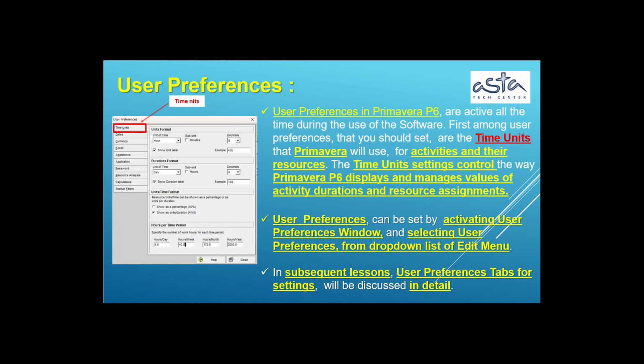User preferences. User preferences in Primavera P6 are active all the time during the use of the software. First among the user preferences that you should set are the time units that Primavera will use for activities and their resources. The time unit settings control the way Primavera P6 displays and manages values of activity durations and resource assignments. User preferences can be set by activating the User Preferences window and selecting User Preferences from the drop-down list of the Edit menu. In subsequent lessons, the User Preferences tabs for settings will be discussed in detail.